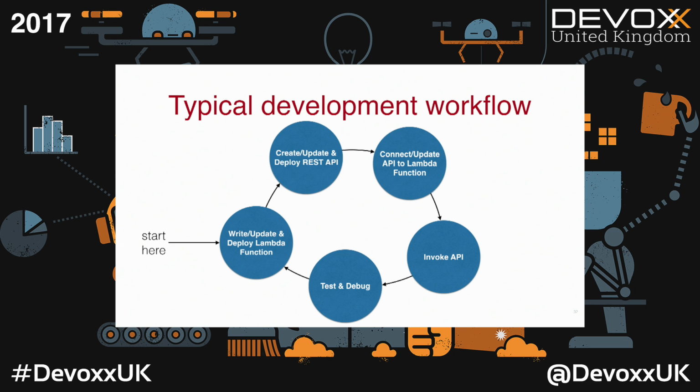You deploy the Lambda function. You create or update and deploy the REST API, which goes through API Gateway. Then you need to connect your API Gateway to the Lambda function. And that can be very easily done using the console itself. That is, the moment I click on this API, it needs to invoke a Lambda function. Then, of course, it invokes the API. You test and debug, and you repeat the cycle until it gives you the functionality that is really required from the application.